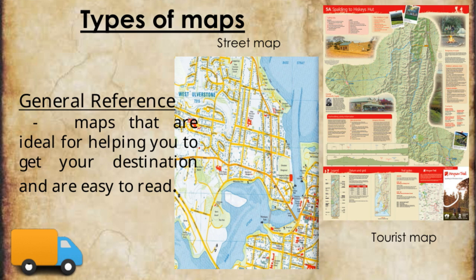Finally, we come to general reference maps. These are more versatile. They provide a broad overview of an area and are particularly helpful when you need to orient yourself or understand the general layout of a city or region. The key thing to remember about these maps is that they're easy to read, which makes them ideal for helping you reach your destination efficiently. In the context of our overall presentation, understanding these map types ensures you're equipped with the right tools for navigation, whether you're exploring a new city or just trying to find your way around.